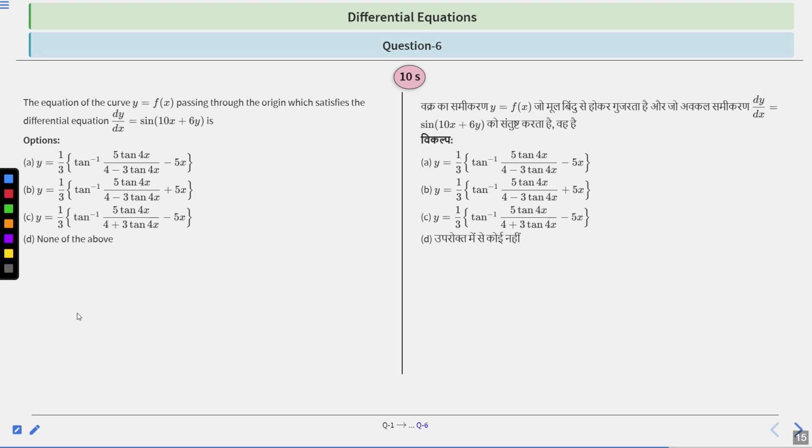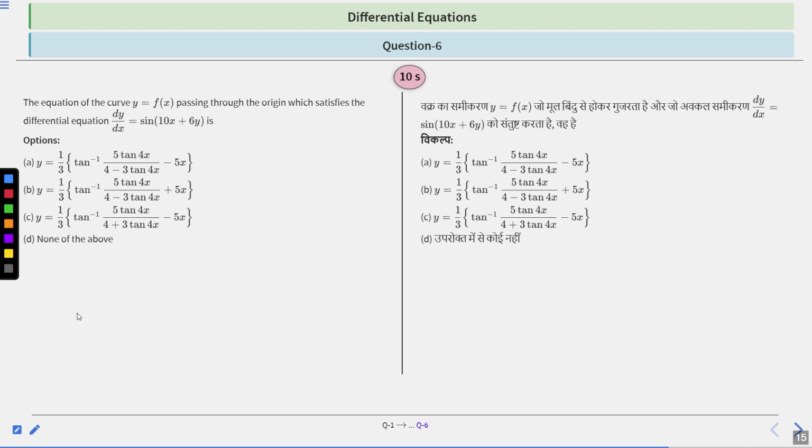the equation of the curve y equal to f(x) passing through the origin, which satisfies the differential equation dy by dx is equal to sine of (10x plus 6y) is. So what we can do, the hint of this question is you can assume 10x plus 6y is equal to t, and after that you can calculate dy by dx, right? Clear? And after that, by further simplification, you can convert this into a proper integrable form. Clear? So in this way you can try to approach this question.